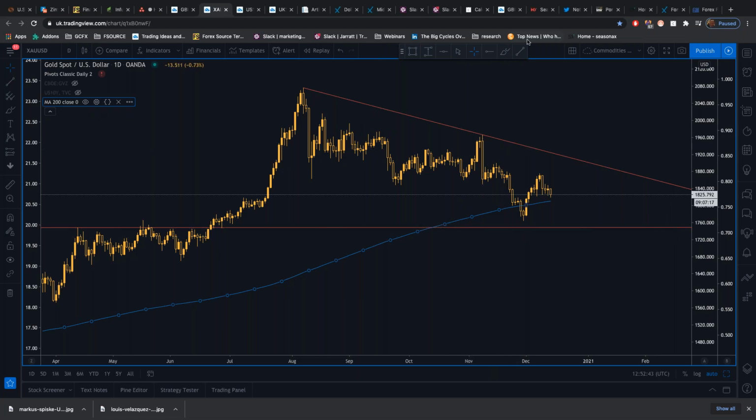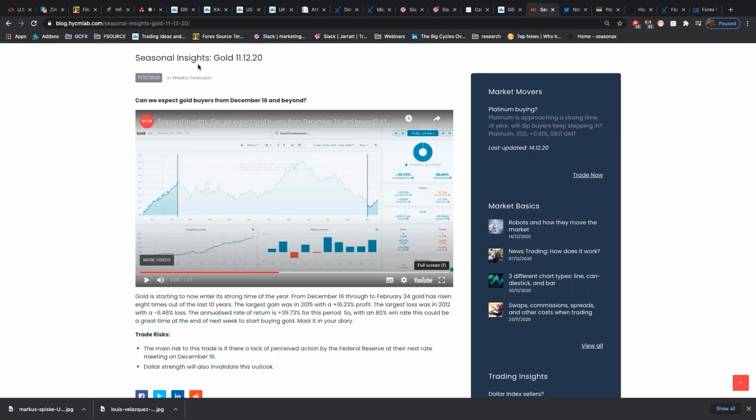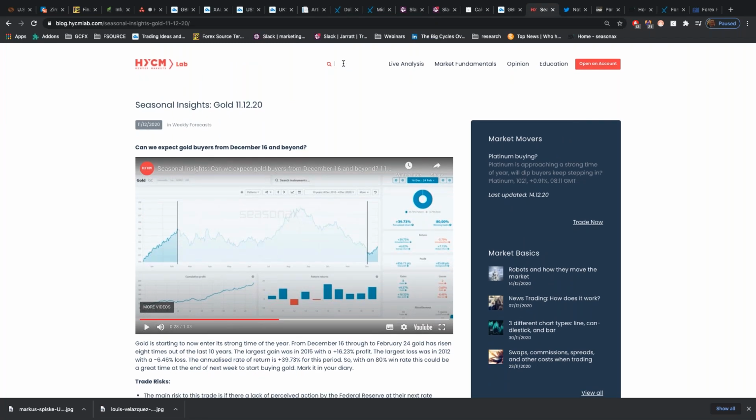Another commodity with a very similar outlook, I haven't got time to go into it now, but I'll just show you on my blog, is the outlook for platinum.